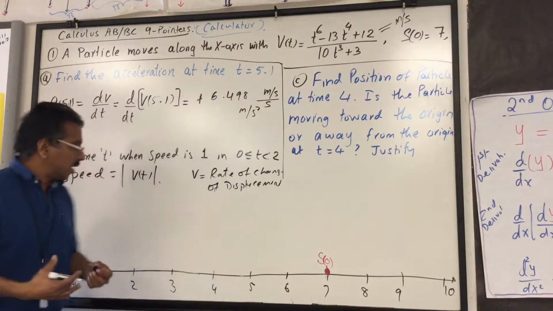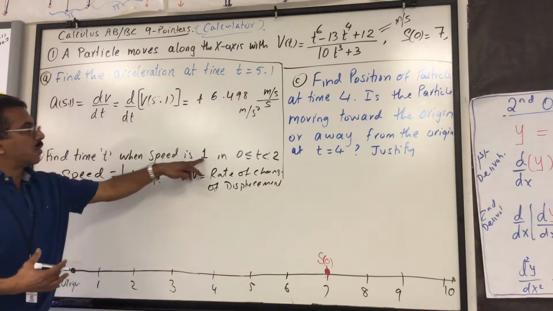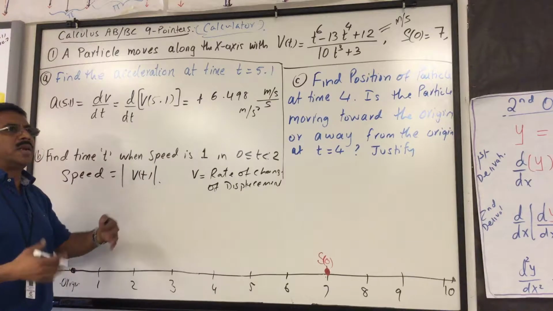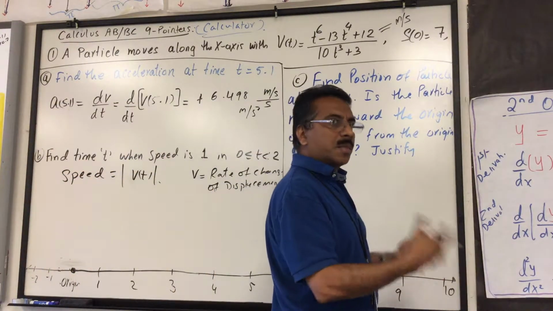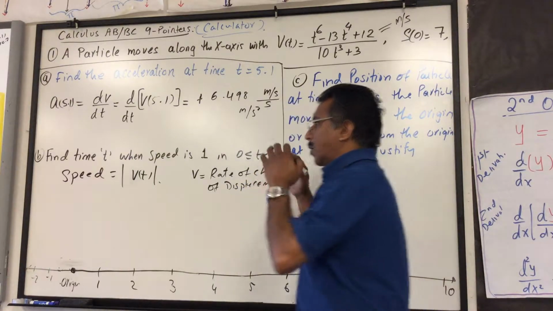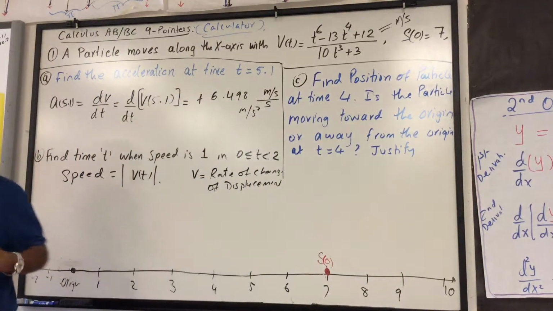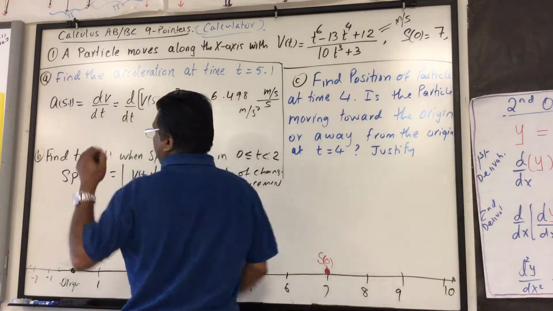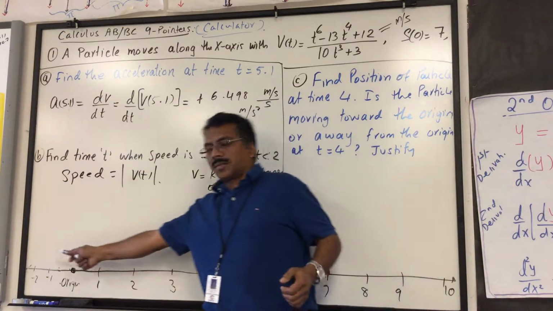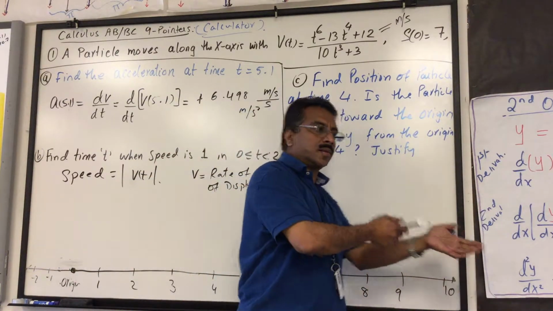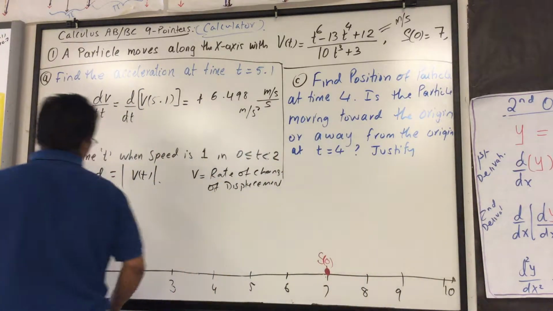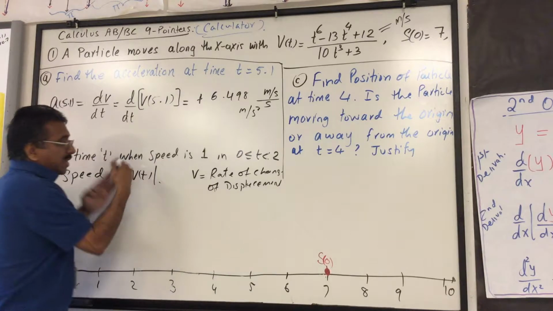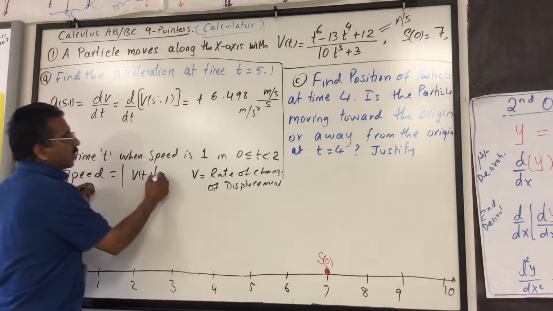Now, if I'm standing here and moving with a speed of 1 meter per second, I can move to the right 1 meter per second, or I can move to this side 1 meter per second. If I move to the right side, that's the origin of this one, so that becomes positive. If I move this side, the velocity is positive, but if I move this side, the velocity is negative. But the absolute value of the speed is going to be the same.